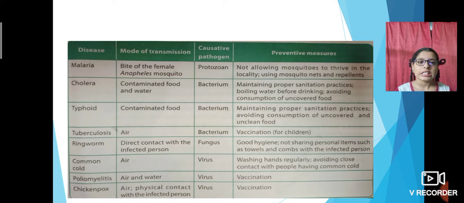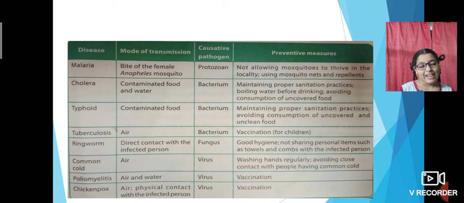And the third disease is typhoid. The typhoid is present in contaminated food, and the causative pathogen is bacterium. The preventive measures are maintaining proper sanitation practices and avoiding consumption of uncovered and unclean food. The fourth disease is tuberculosis, which is present in the air, and the causative pathogen is bacteria. And how can we prevent tuberculosis? By the step of vaccination for children.